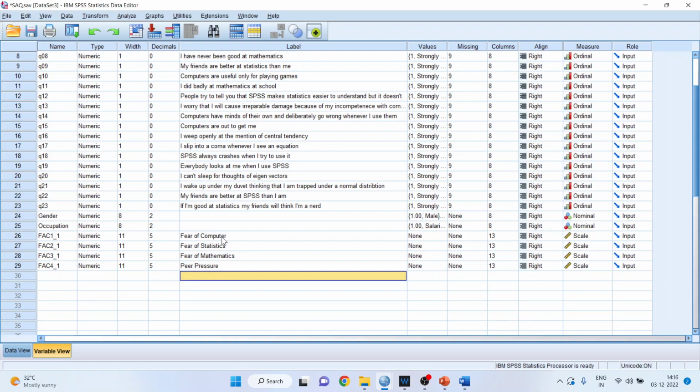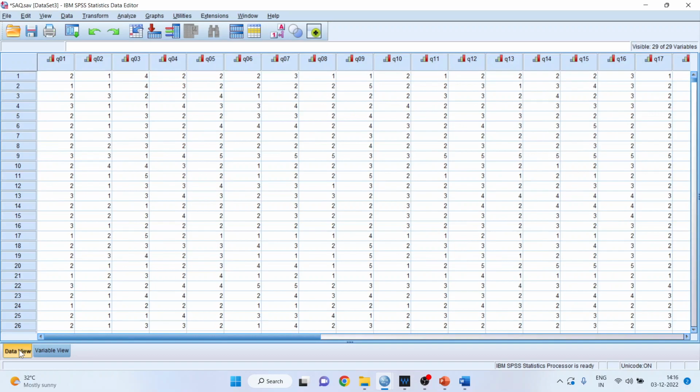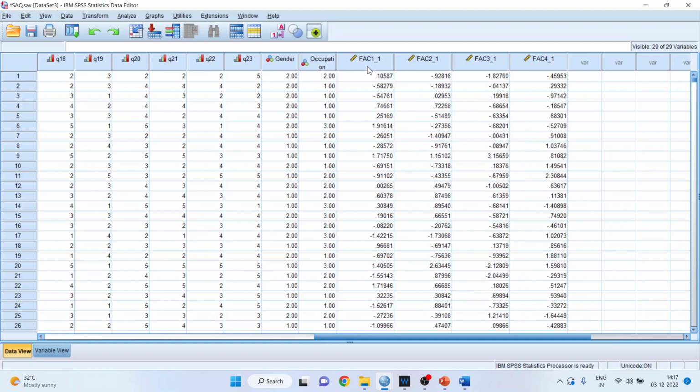Now, next, what can we do? I want to see whether this fear of computer is equal in male and female. Fear of statistics according to gender, fear of mathematics according to gender, peer pressure according to gender. The second thing I can see is according to occupation. Now this is not there in your original data. I have inserted these 2 extra variables, gender and occupation, to explain what you can do with your factor scores.